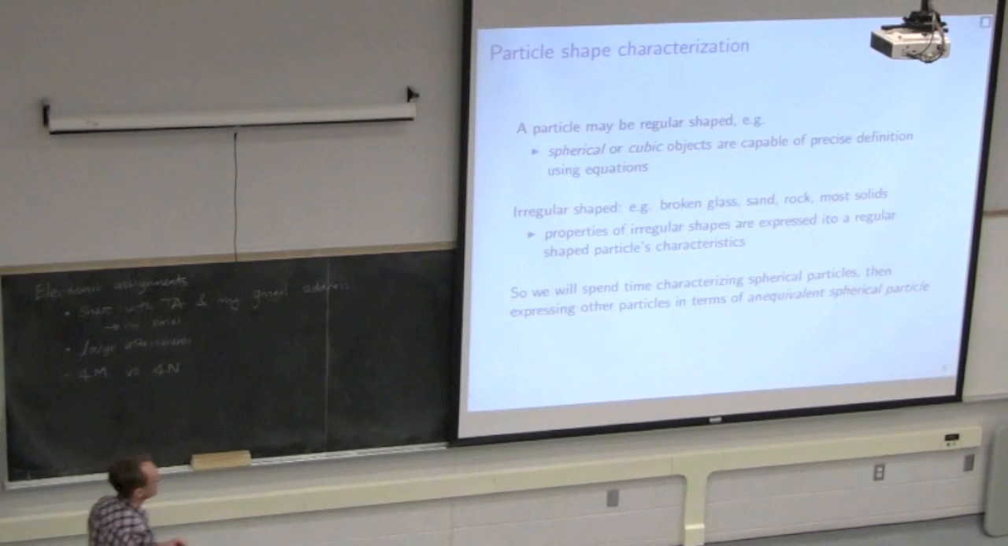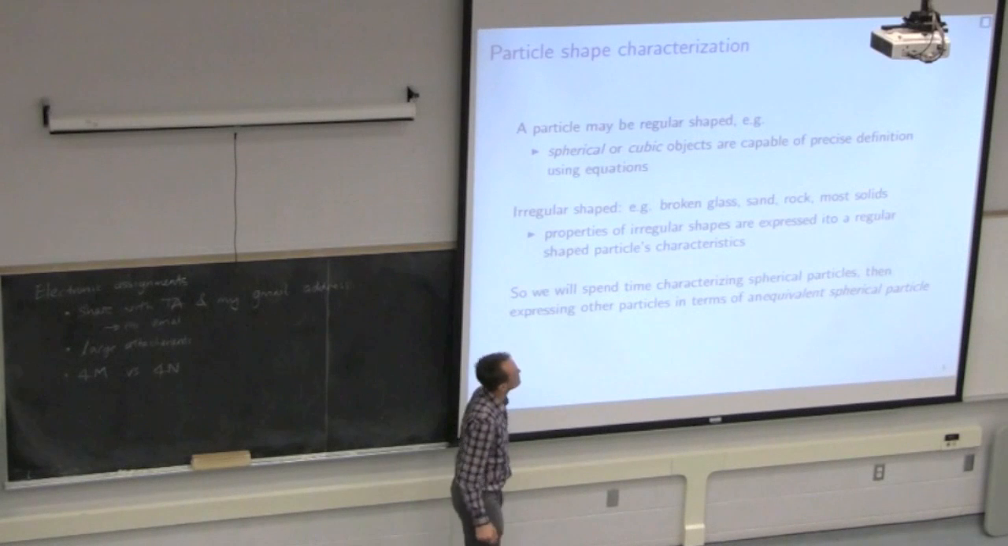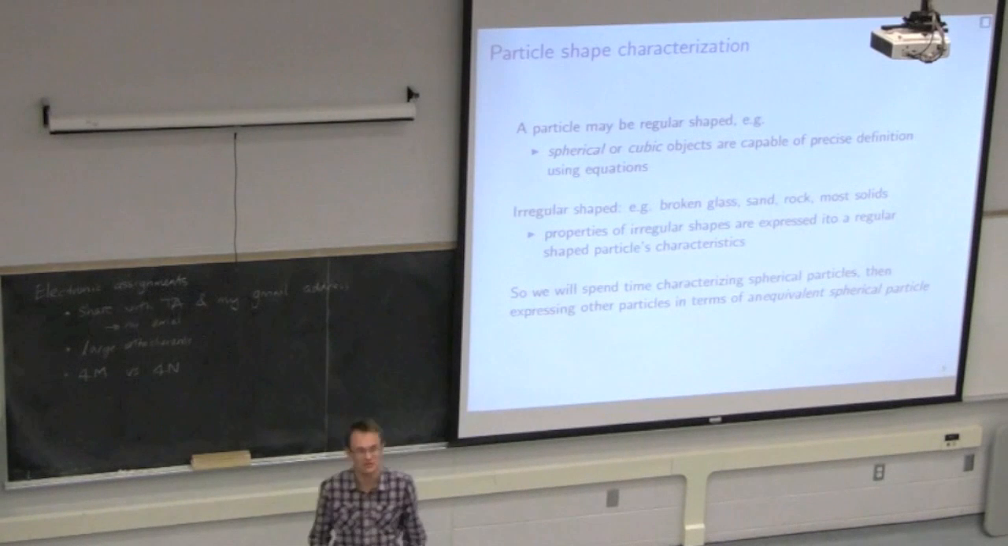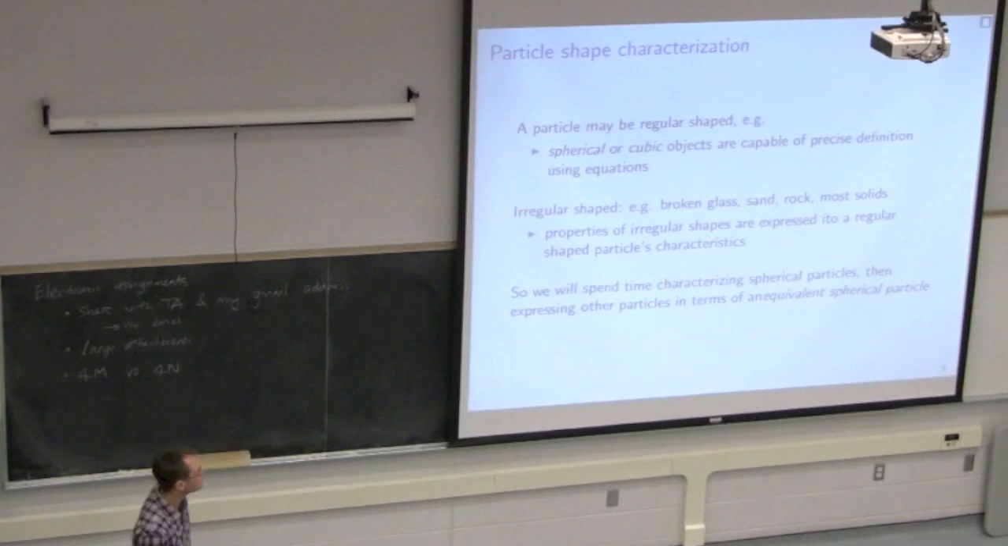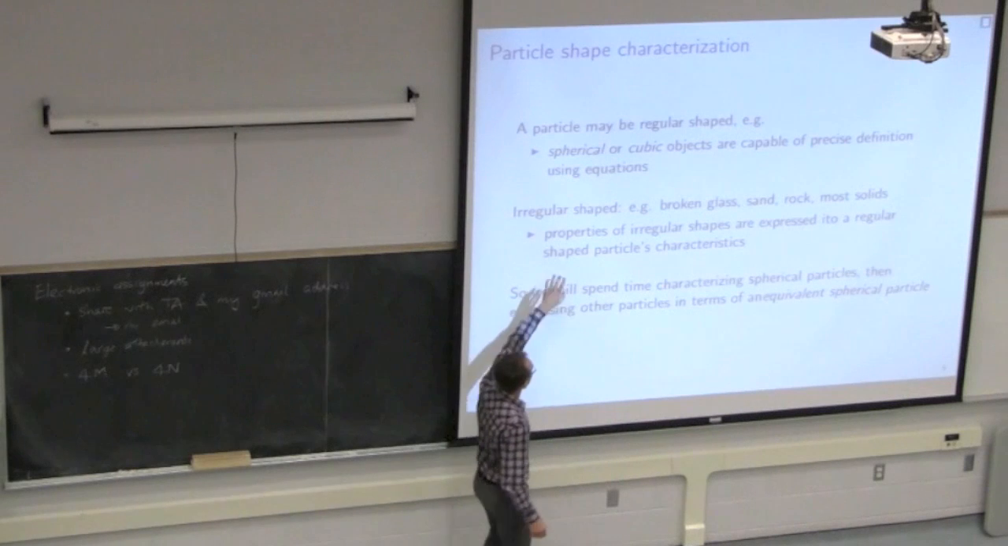When we talk about irregular shape, of course, there's everything else. And there's some examples: glass, sand, rock. Those are irregularly shaped particles. Most solids will fall under that category. So it's true, though, that most particles will be irregular.